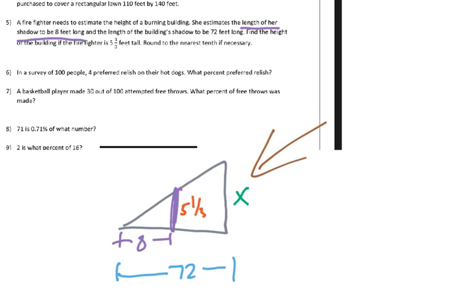Okay, let's move on to number 6. In a survey of 100 people, 4 preferred relish on their hot dogs. What percent preferred relish? Okay, so we have 4. Well, let's not beat around the bush here. You're choosing 4 out of 100, right? So percents are out of 100. So this is just 4%. This is literally 4 out of 100. We don't need to write all that. It's just 4%. Okay, let's move on to the next one.